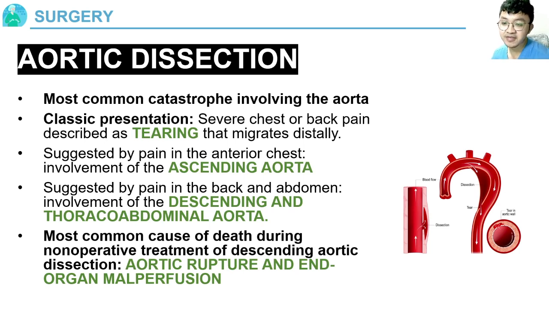What's the most common cause of death during non-operative treatment of descending aortic dissection? This is the rupture of the aorta and malperfusion of the end organs. Because remember, the aorta provides for most of the major organs. If there's a problem, if there's obstruction, dissection, or bleeding out, then the end organs, especially your kidneys, are also affected.